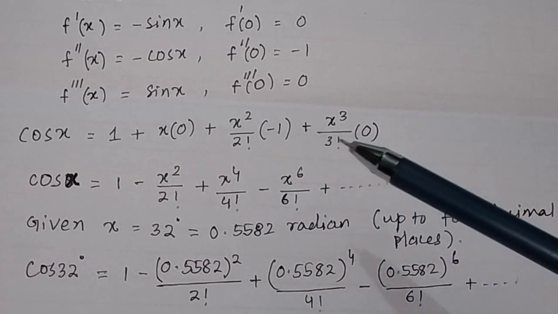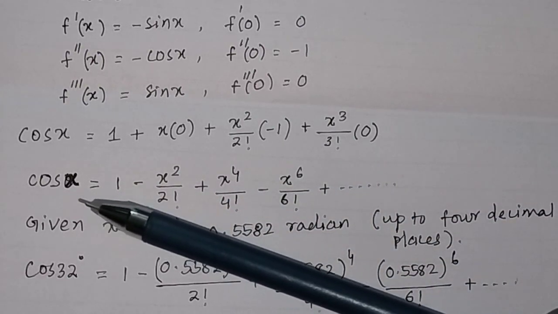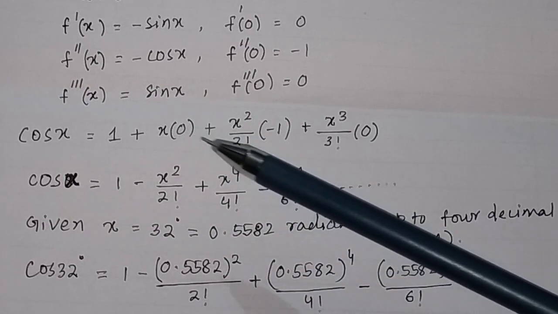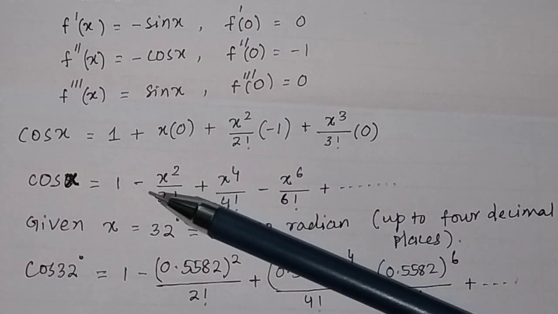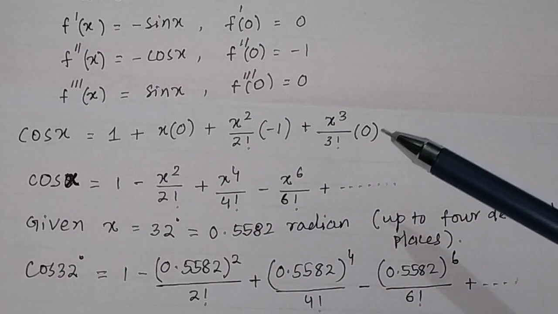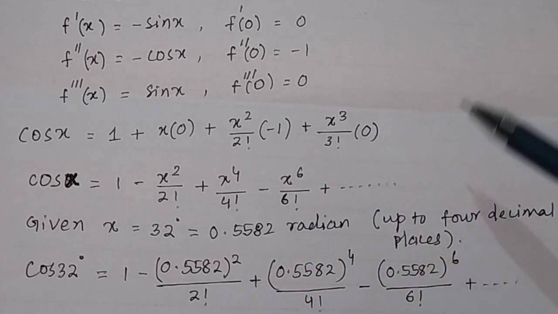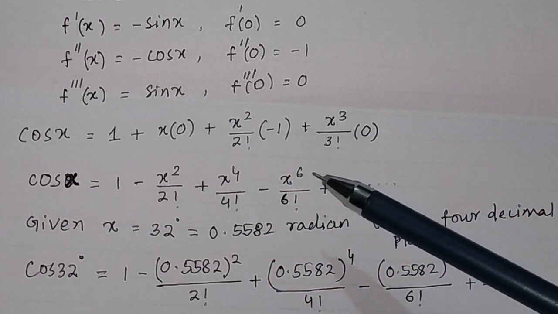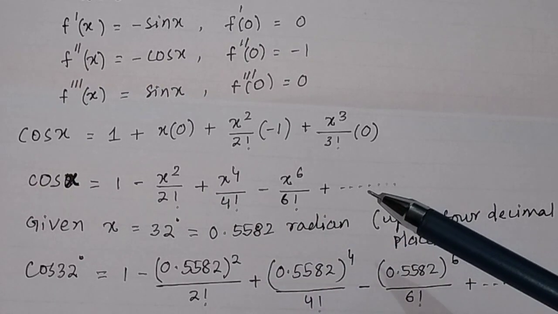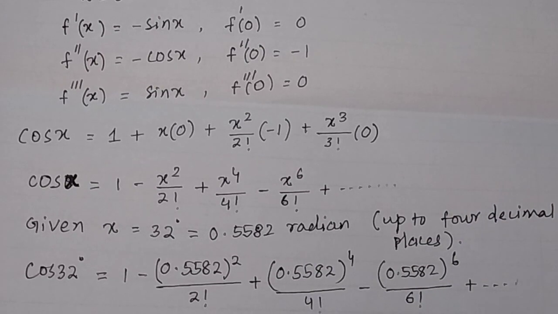So if you write the next terms, then cos x will be equal to 1 minus x square by factorial 2, because the first derivative term is equal to 0 and the second derivative is equal to minus 1, the x cube term will be equal to 0. Then the next term will be x4 divided by factorial 4. Then the next term will be minus x6 divided by factorial 6. In this way you can write the Taylor series expansion for cos x.